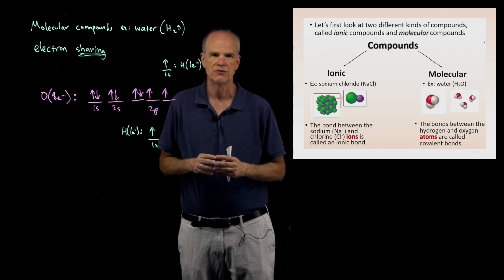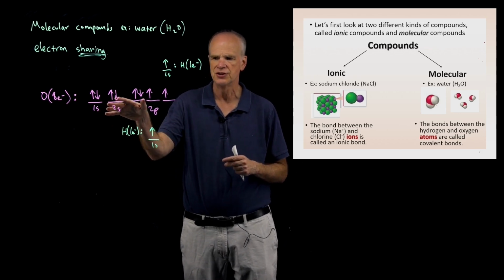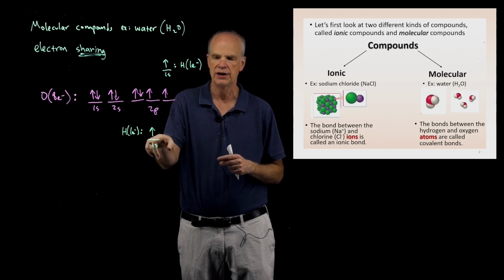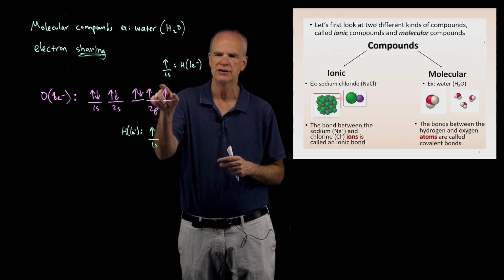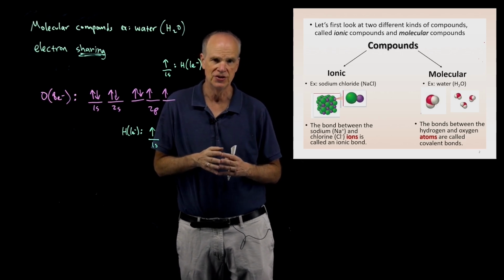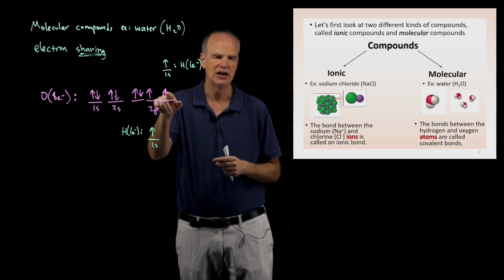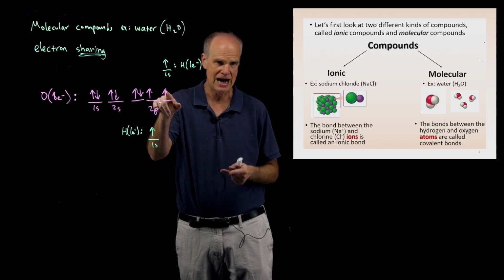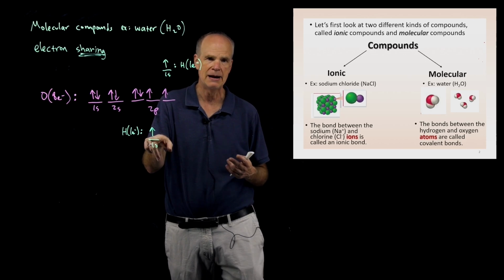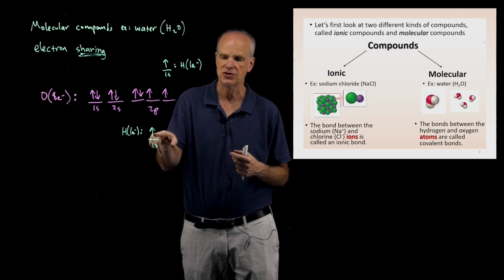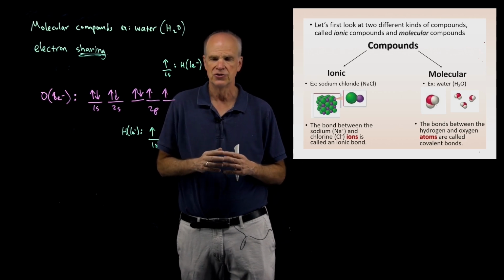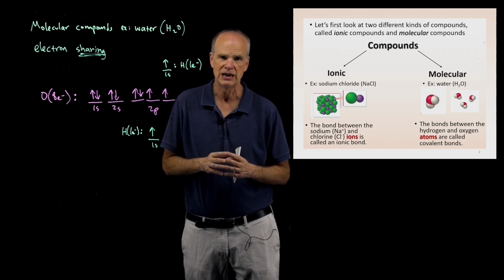Okay, so what I've done is I've written out the electron configuration for oxygen. You can see oxygen has eight electrons here. And then I have one hydrogen down here with its one electron and another hydrogen up here with its one electron. So the first question you might ask is, is it possible for an electron to leave oxygen and be completely transferred to hydrogen for it to stay there? Or the opposite, is it possible for an electron to leave hydrogen forever and go to oxygen and stay there? In other words, can you have electron transfer between oxygen and hydrogen?